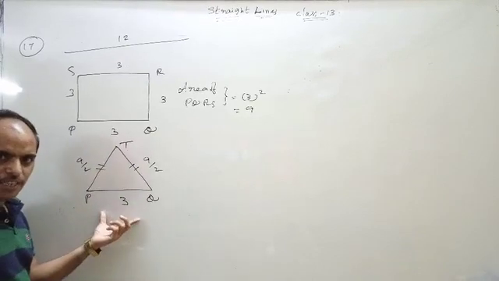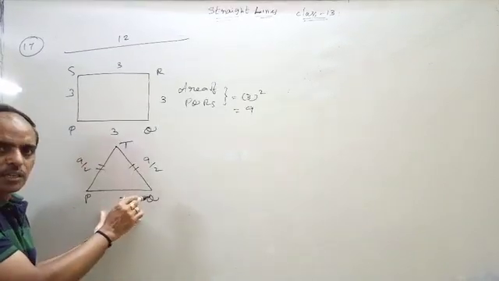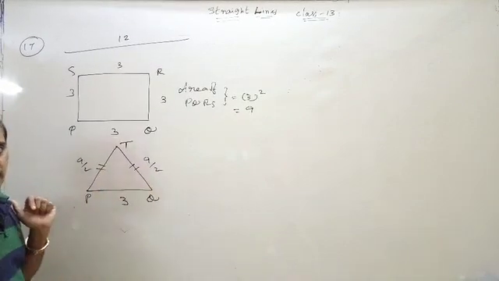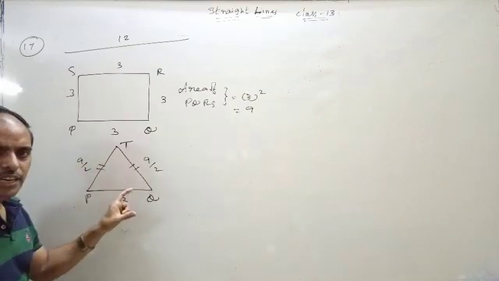But this one is 3. So remaining should be 9. But these 2 are equal, so this is 9 by 2 and 9 by 2. We have to find the area of this triangle.